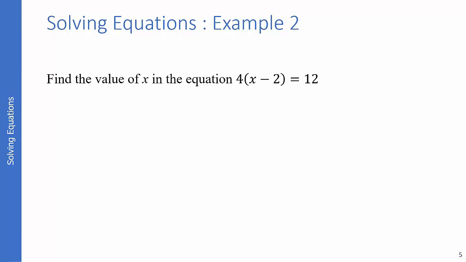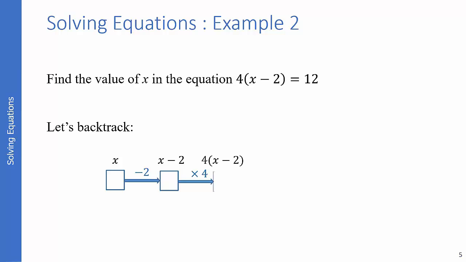In our next example, we again are finding the value of x. We'll backtrack once again. We start with x. We subtracted 2 first to get x minus 2. And then we multiplied by 4 to get 4 times x minus 2, and the answer was 12. That's our starting point. The last thing we did was to multiply by 4, so to undo that we divide by 4. 4 into 12 goes 3.